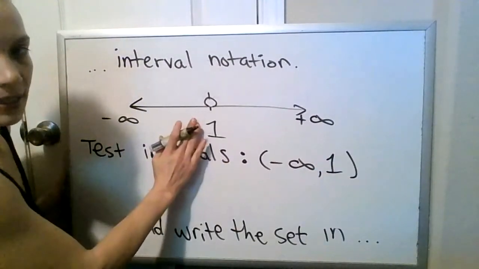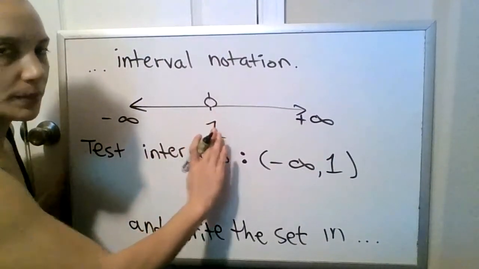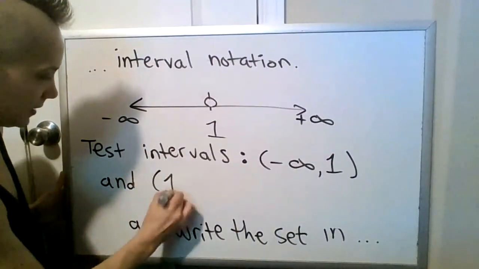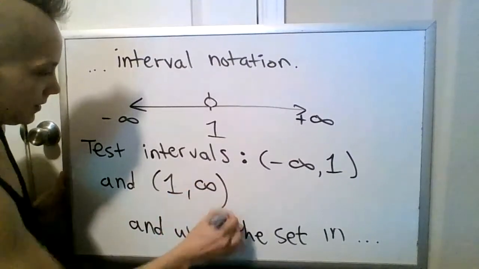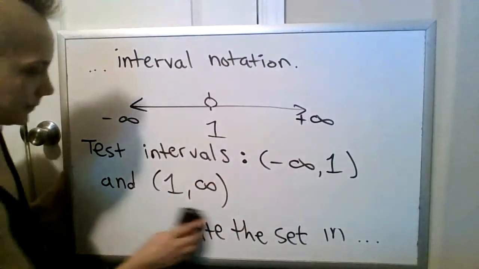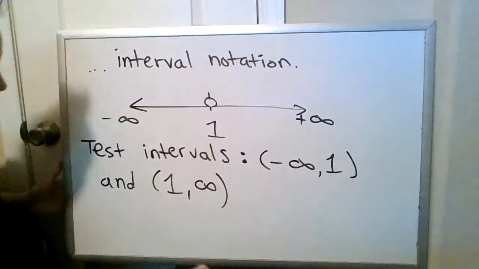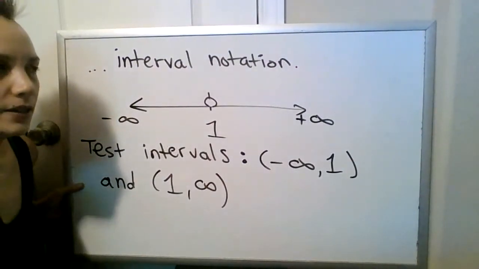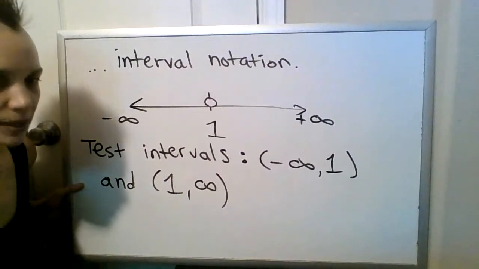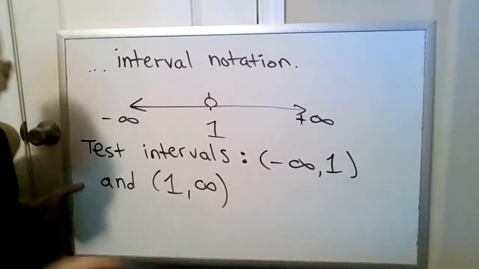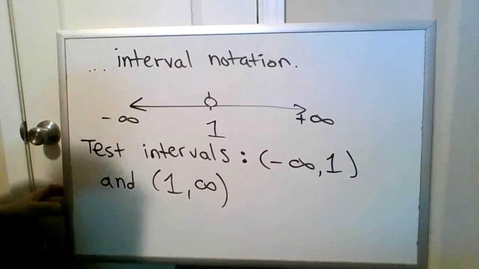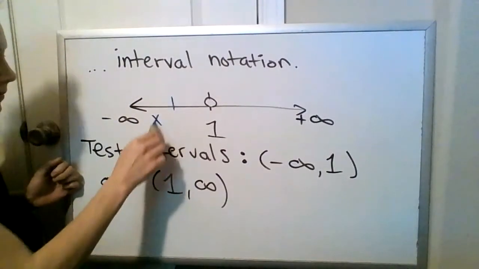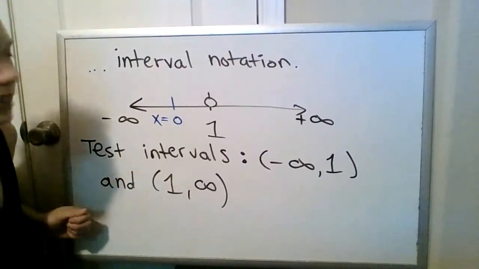There's that side. And the one that goes from 1 to infinity. Then we pick some test points. So let's try x equal to 0. And maybe x equals 2.